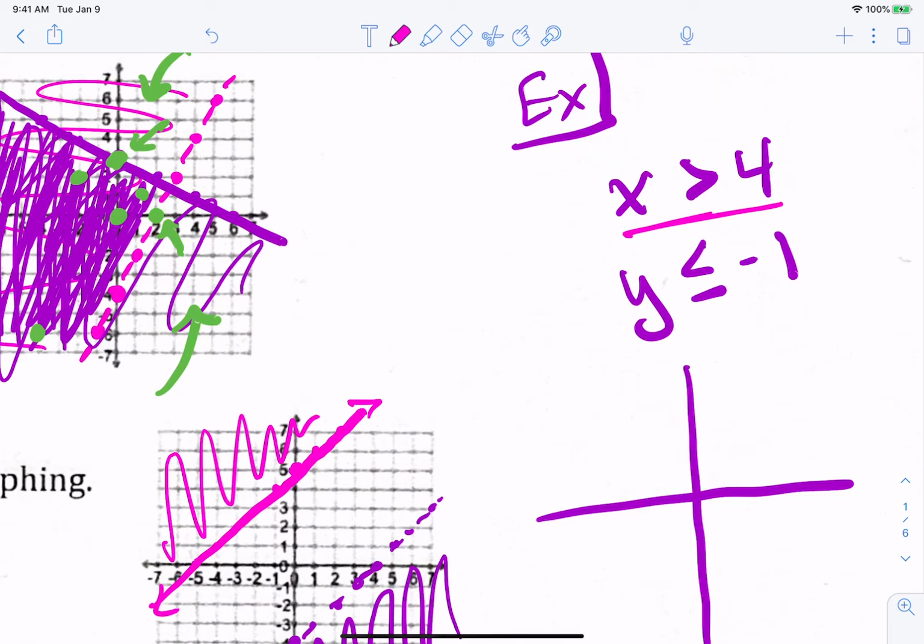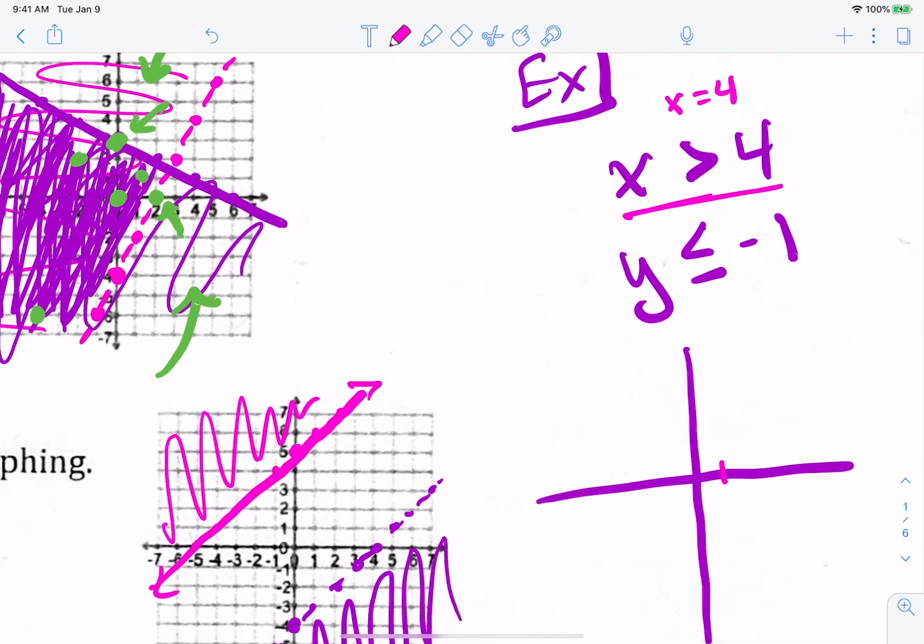Okay, let's say you have x is greater than 4. How do you graph x is greater than 4? Think about x equals 4. If you're graphing x equals 4, you go to 4 on the x-axis, and then what does it look like? It's a vertical line straight up and down, except this one is dotted. So I'm going to do a dotted line at 4.